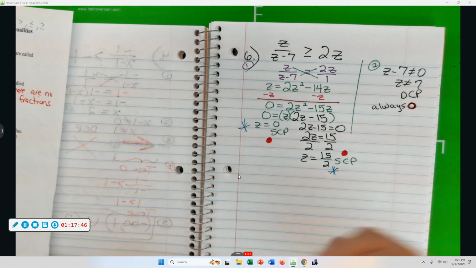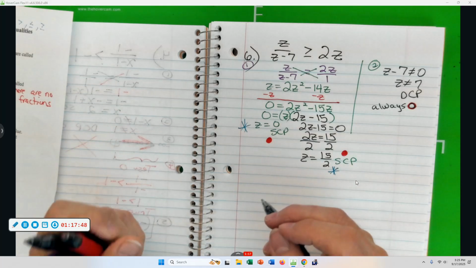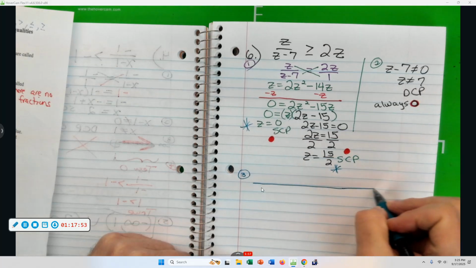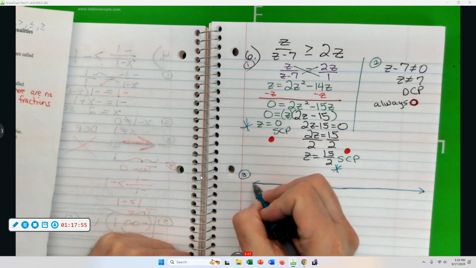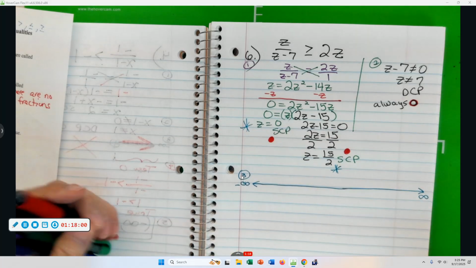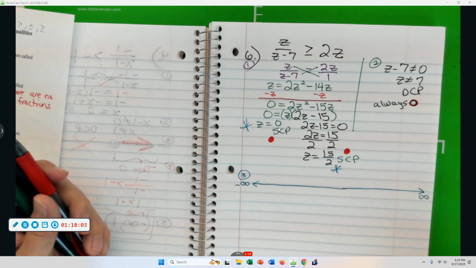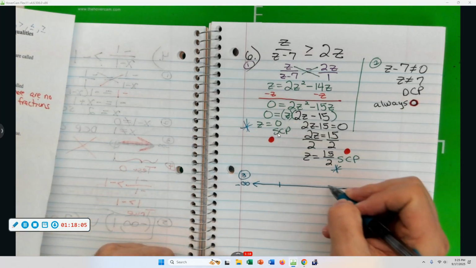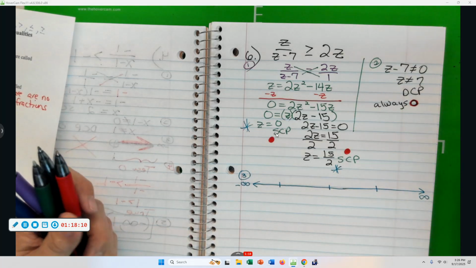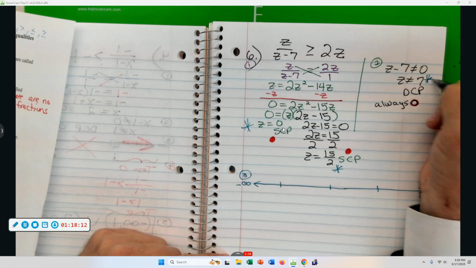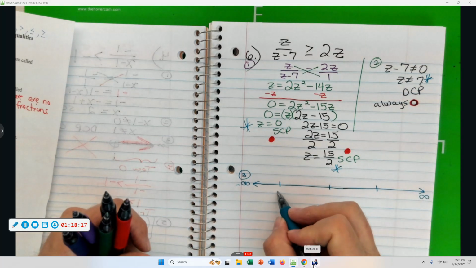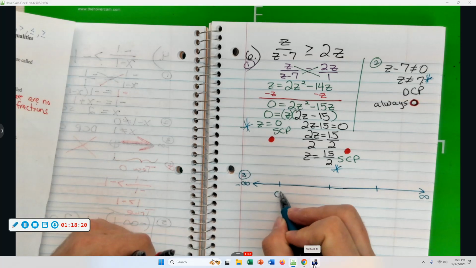Step number 3. Draw the number line. Negative infinity, and infinity. And how many numbers do I have to label on here? 3. 1, 2, 3. Make sure you put them in numerical order. So 0, 15 halves, and 7. What's the smallest one? 0.